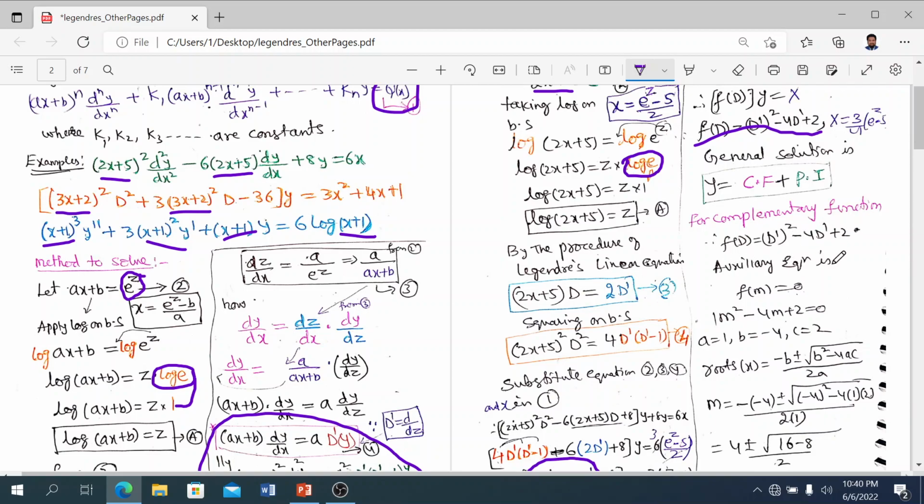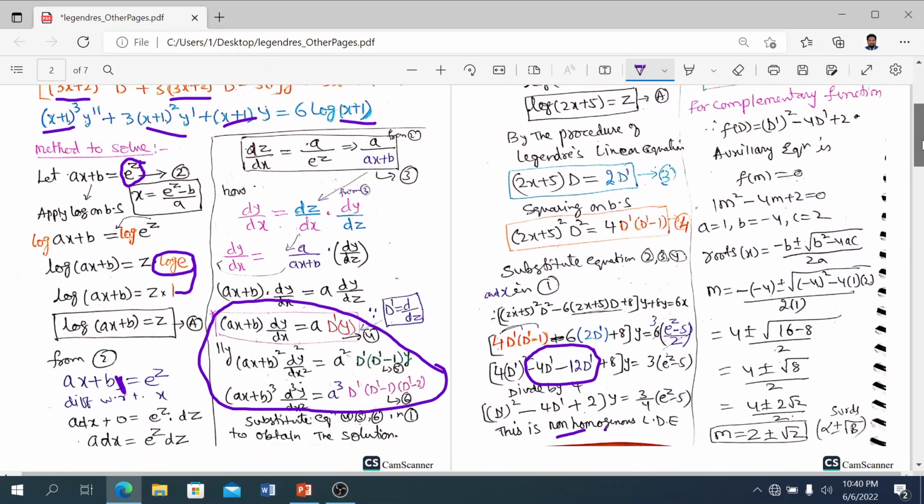So the auxiliary equation is f of m equal to 0. Wherever d is there, substitute with m. So m square minus 4m plus 2 equal to 0. This equation can be solved using the quadratic formula, that is, x is equal to minus b plus or minus root of b square minus 4ac by 2a. So m is equal to minus b, b means minus 4, plus or minus root of (minus 4) whole square minus 4ac, 1 into 2, by 2a, 2 into 1.